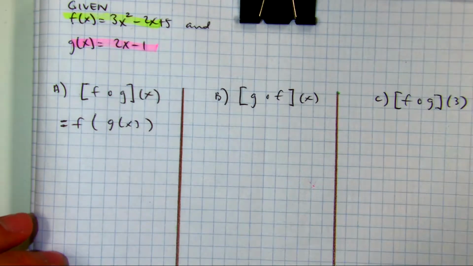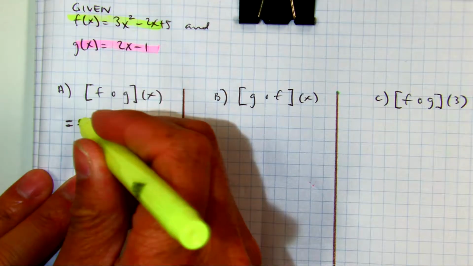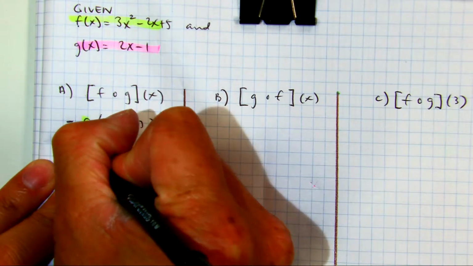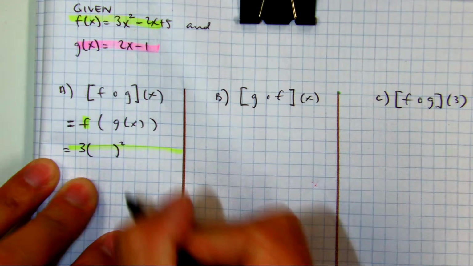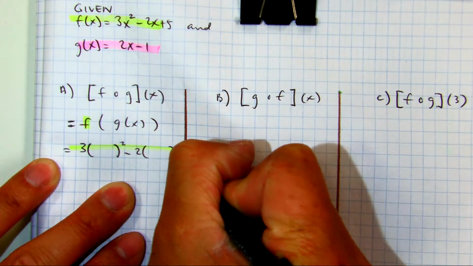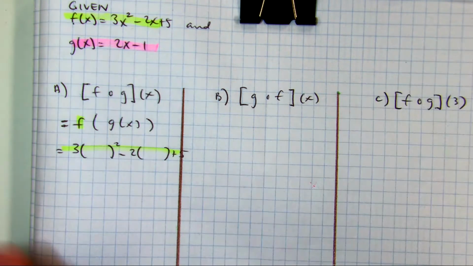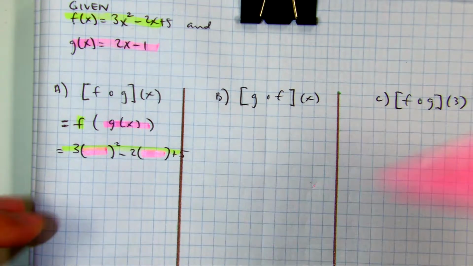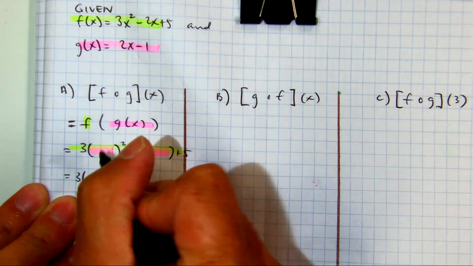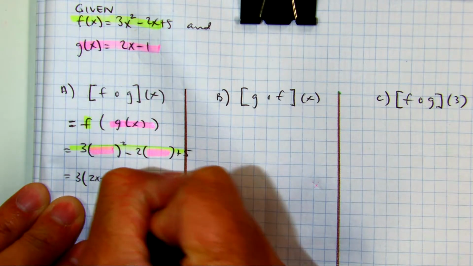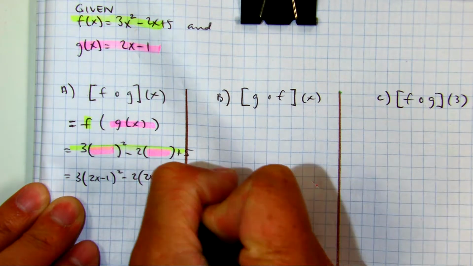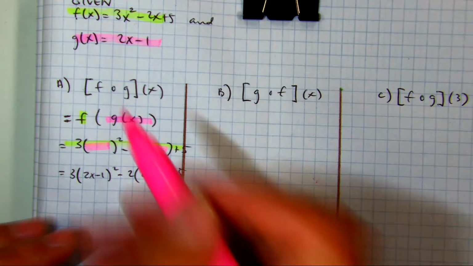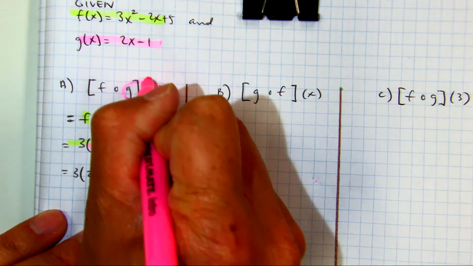What does that tell us? You're going to write the yellow one first. Three x squared minus 2 times x plus 5. Class, instead of writing x, you're going to write what? The g of x. So 3 times 2x minus 1 squared minus 2 times 2x minus 1 plus 5. So what we're doing is we're basically putting this function into your f function.